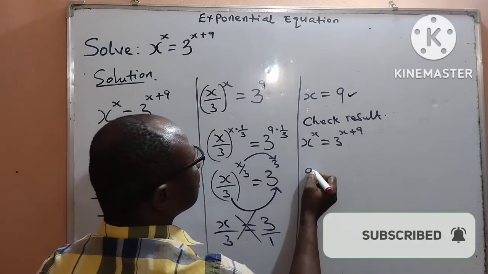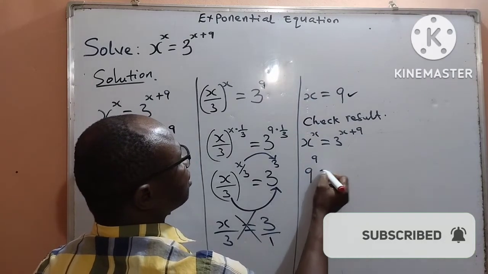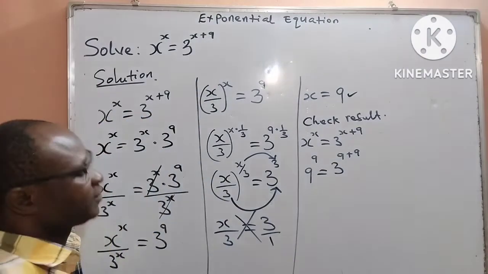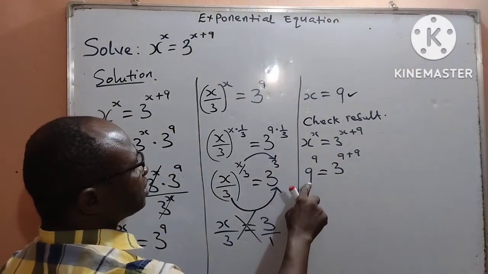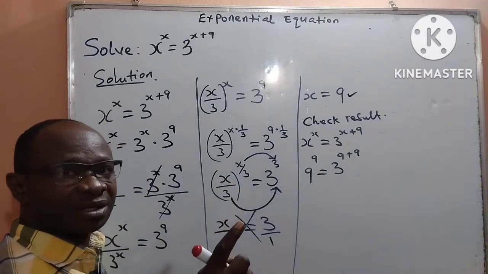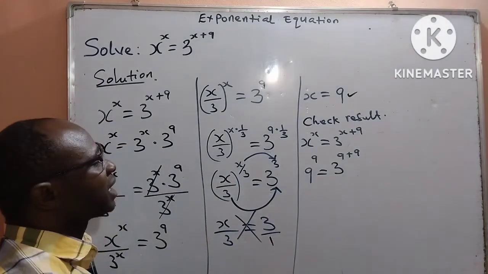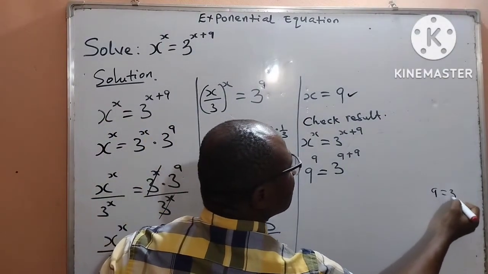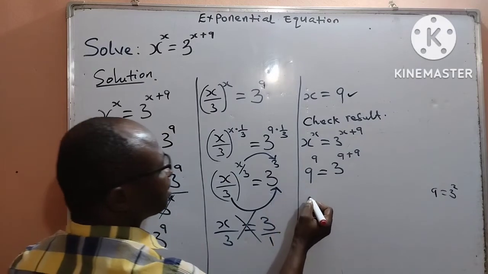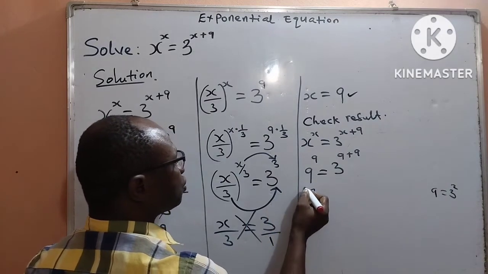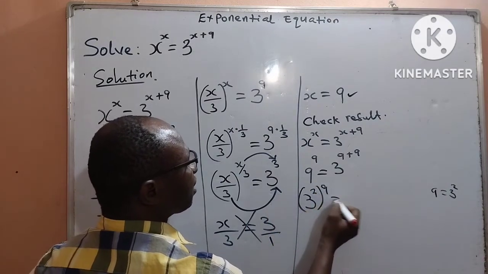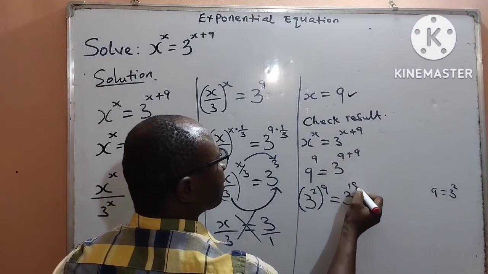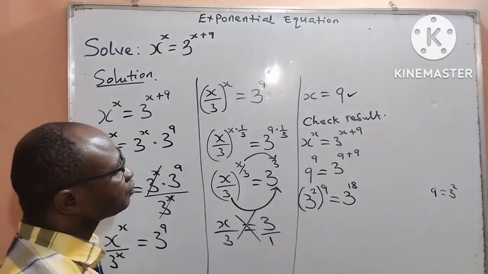That is going to be 9 to the power of 9 is equal to 3 to the power of 9 plus 9. Very good. But this 9 can be written in index form, or rather as a base 3. 9 is equal to 3 to the power of 2. So I replace this 9 as 3 to the power of 2, to the power of 9, equal to, 9 plus 9 is 18, so I have 3 to the power of 18 on the right hand side.